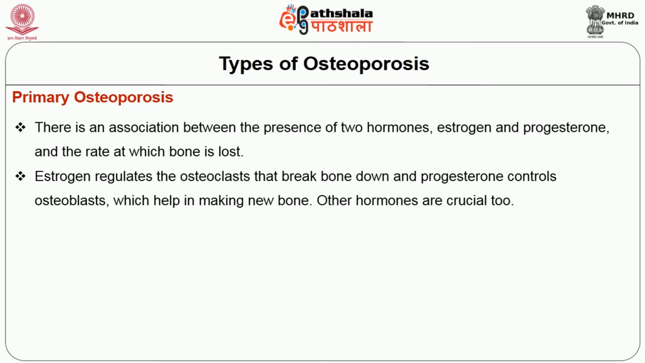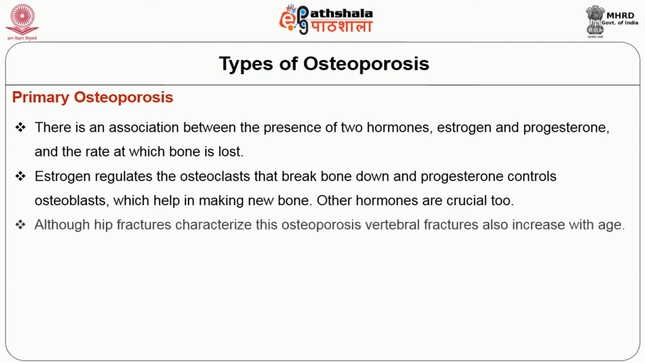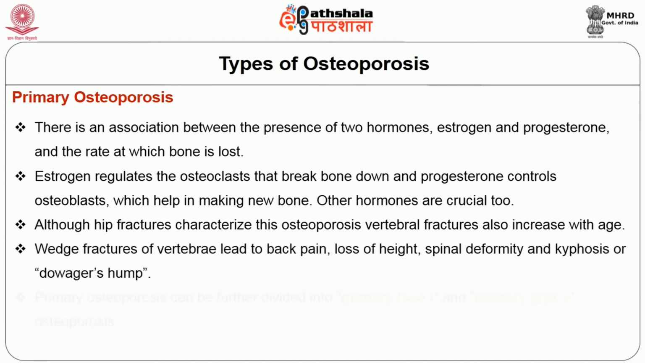There is an association between the presence of 2 hormones, estrogen and progesterone, and the rate at which the bone is lost. The estrogen regulates the osteoclasts that break down, and the progesterone controls the osteoblasts, which actually help in making new bone. Other hormones are also crucial.